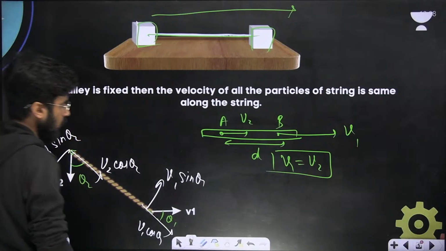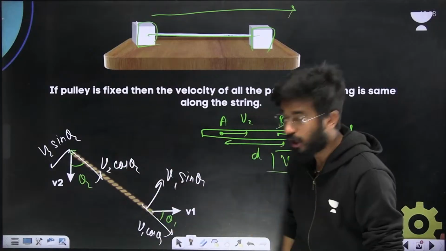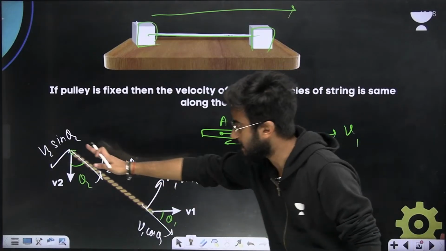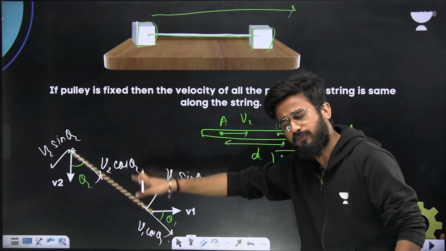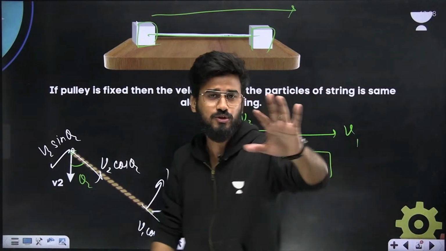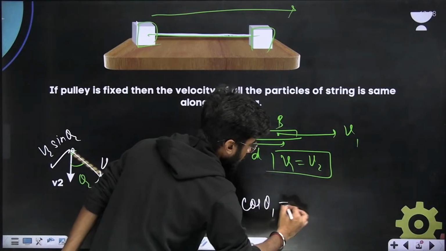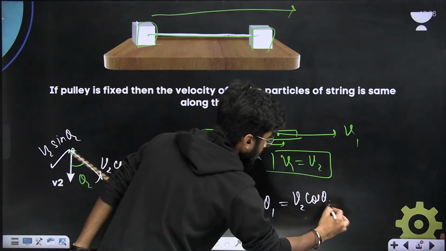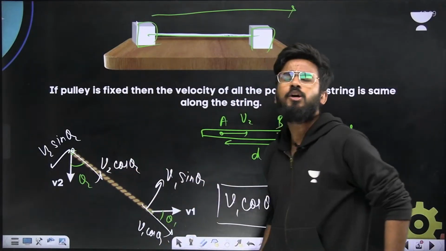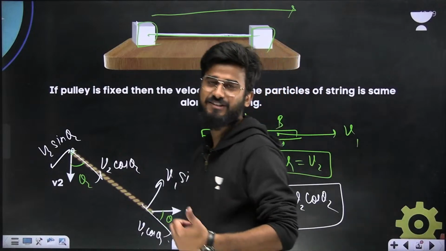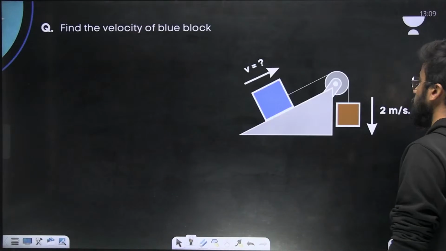Now, what are the velocities along the string? They are v2 cos theta 2 for this particular point and v1 cos theta 1 for this particular point. So v1 cos theta 1 should be equal to v2 cos theta 2. This is the relation between v1 and v2 in this case, and this is called the string constraint. Yes or no? Write in the chat section. Okay, let us move on to the next thing.